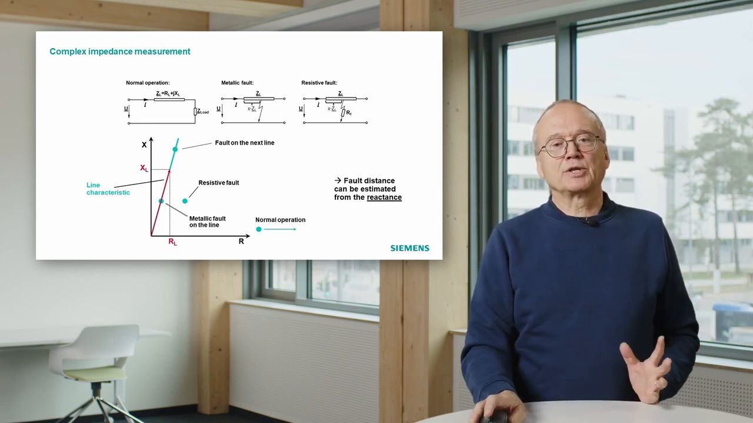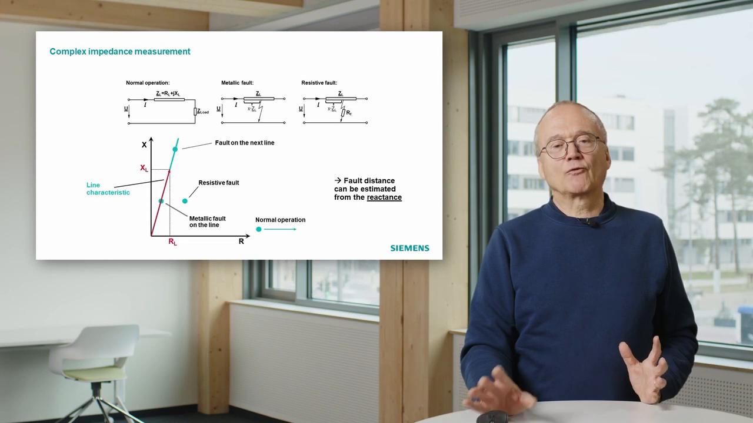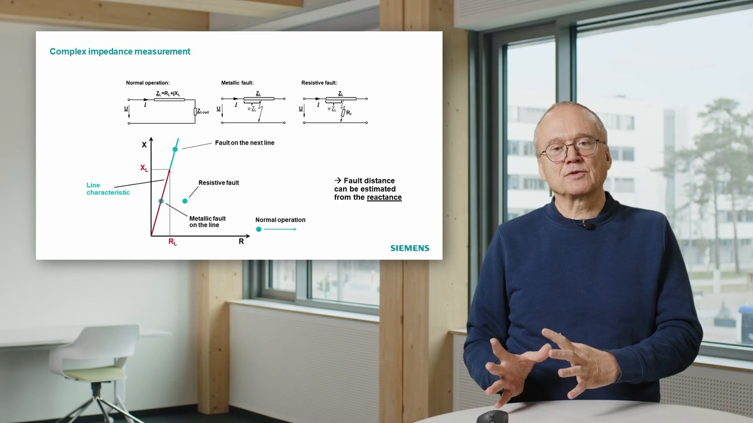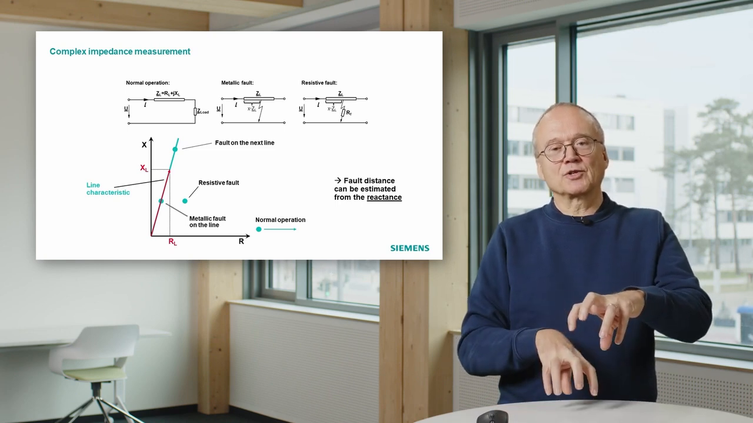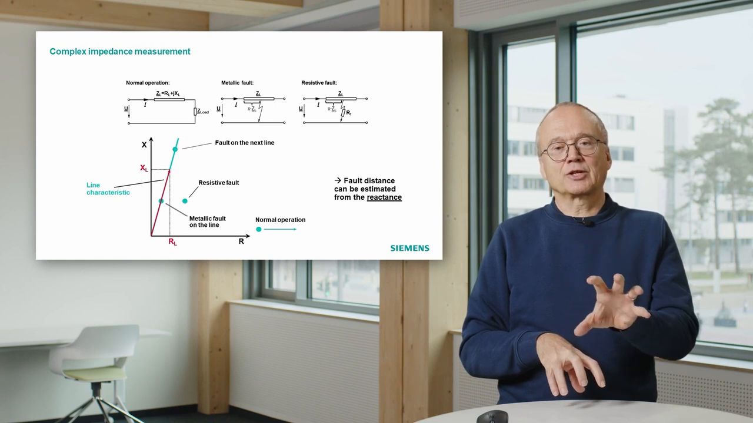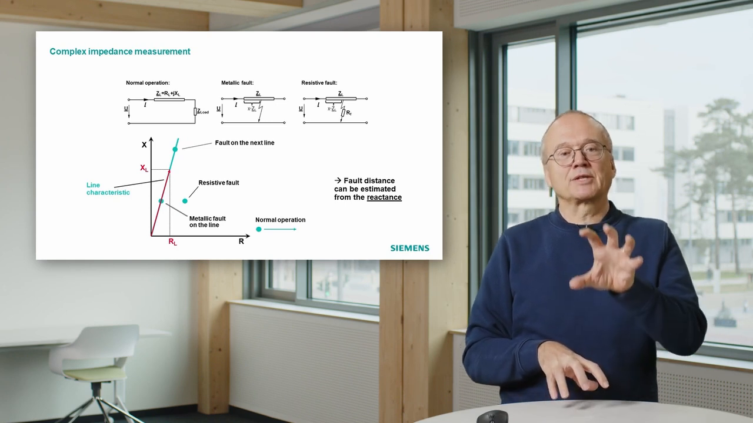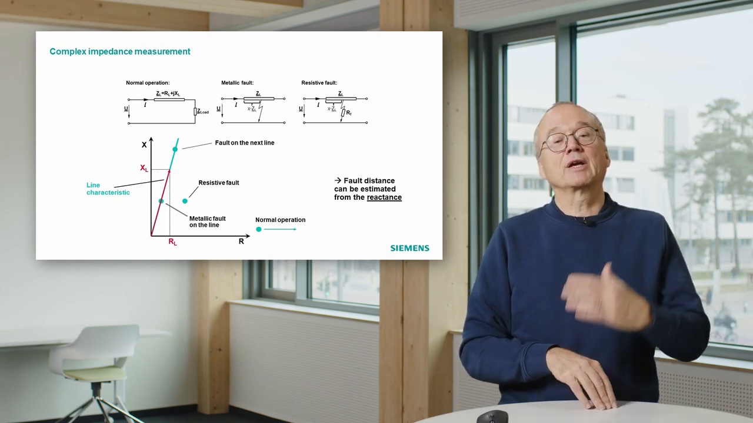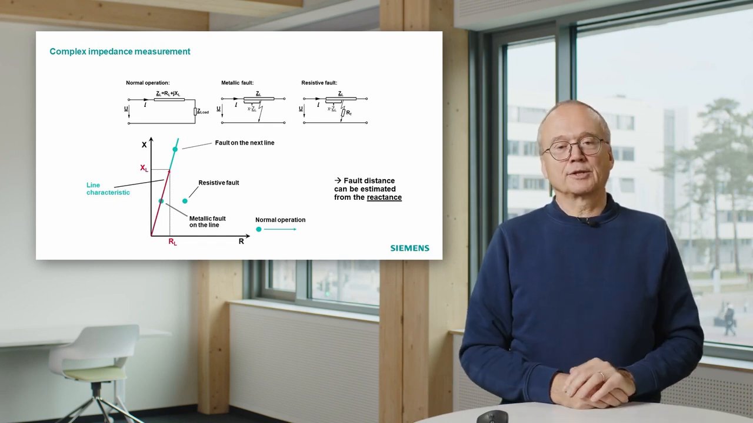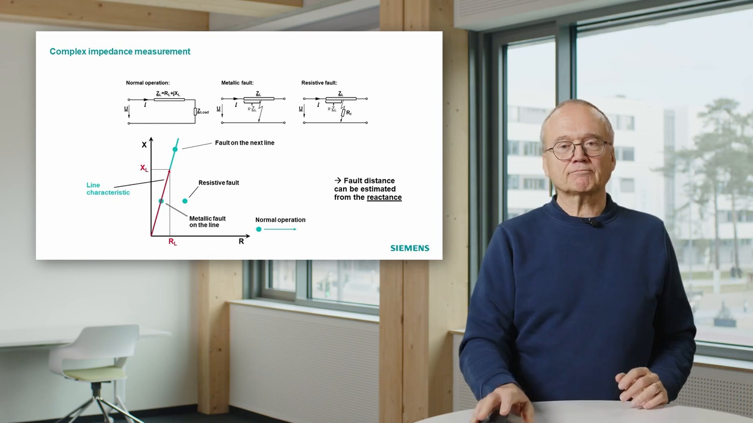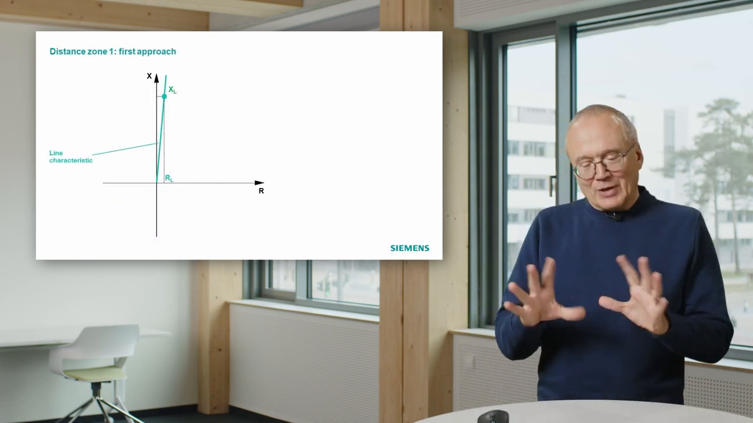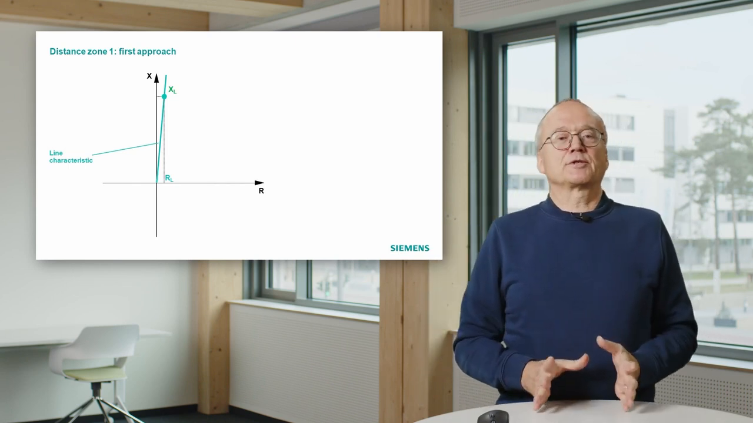That means the fault distance can be estimated from the measured reactance. We measure the complex impedance, split it into resistive and reactive part, and then we take the reactance as a criterion where the fault is. We compare that with the reactance of the line, and if it is lower than the reactance of the line, we know the fault is on the line. And that is the idea of the first zone of a distance protection relay.